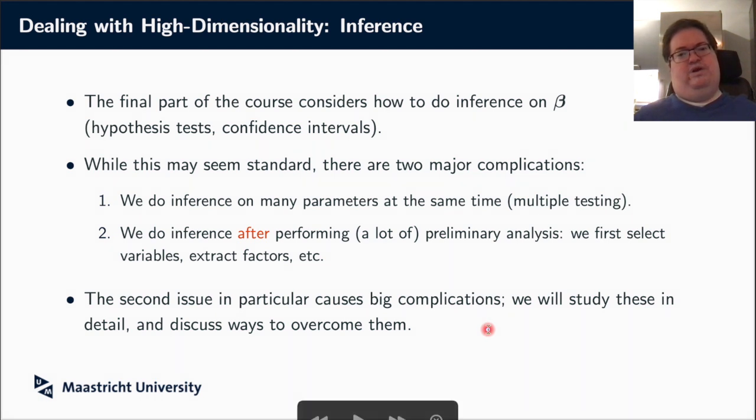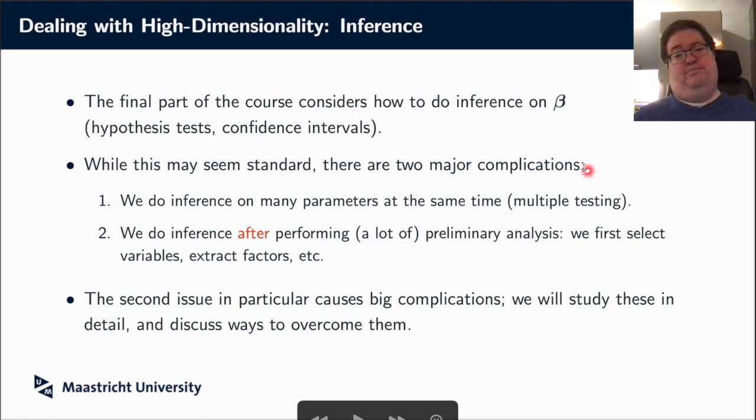Then the third and final part of the course is going to deal with inference, where inference really means measuring the uncertainty of your estimation. So we're estimating beta, we get point estimates. Those may come from, for instance, a penalized regression model, or from a quantile model. But we want to measure uncertainty. So we want to, for instance, do hypothesis tests or construct confidence intervals. And this seems standard, but in high dimensions there are lots of complications here.